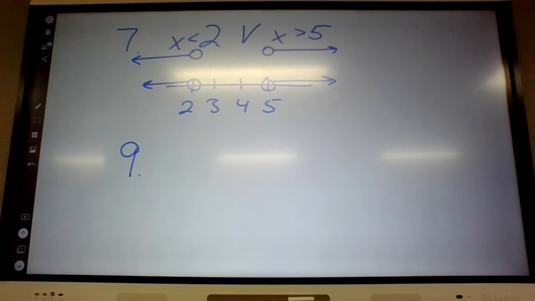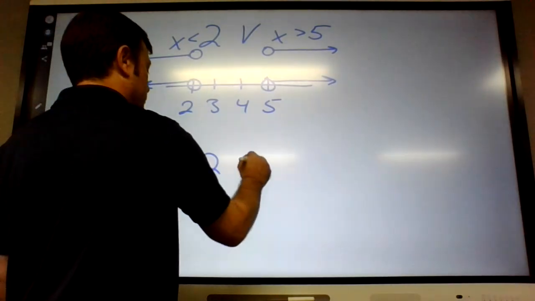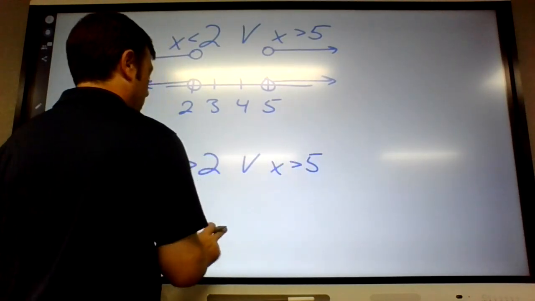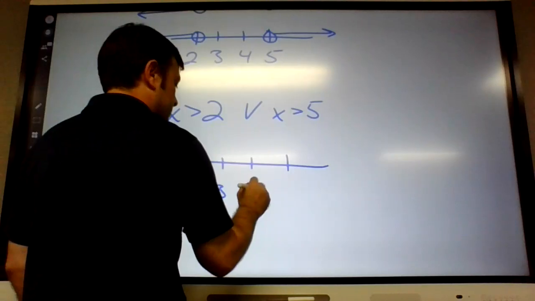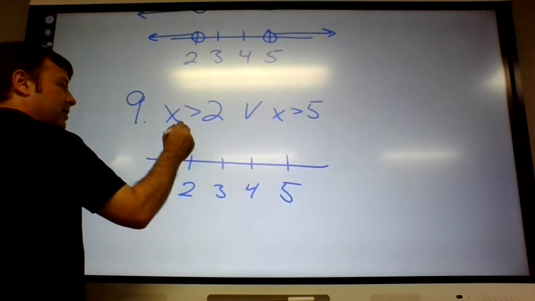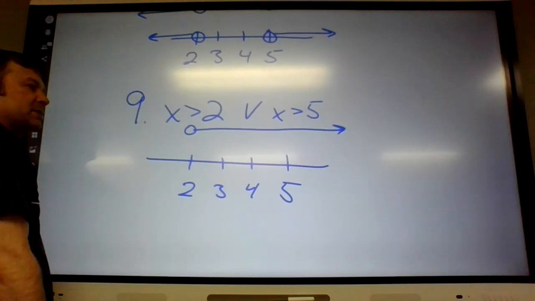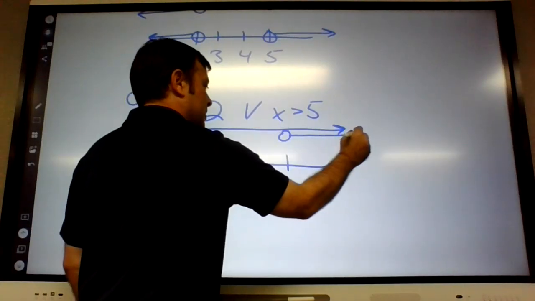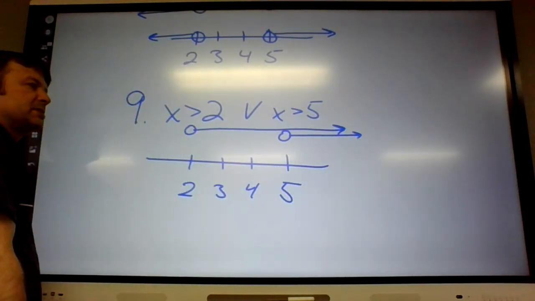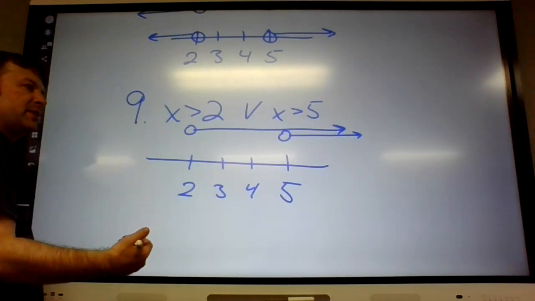Number 9, x is greater than 2 or x is greater than 5. Okay, so 2, 3, 4, 5. x is greater than 2, all those numbers. x is greater than 5, all those numbers. So what numbers are greater than 2 or greater than 5?